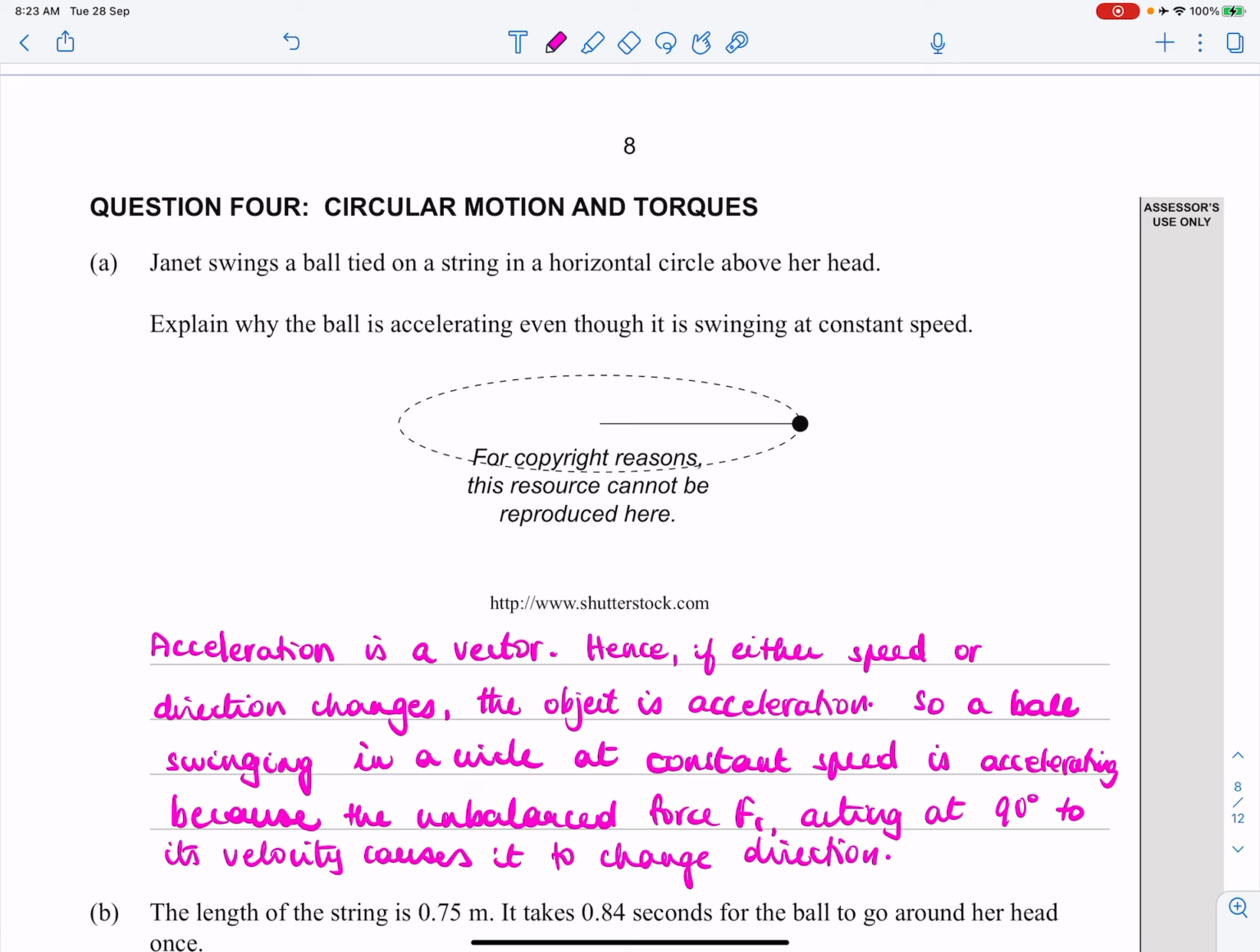Janet swings a ball tied on a string in a horizontal circle above her head. Explain why the ball is accelerating even though it's swinging at constant speed.